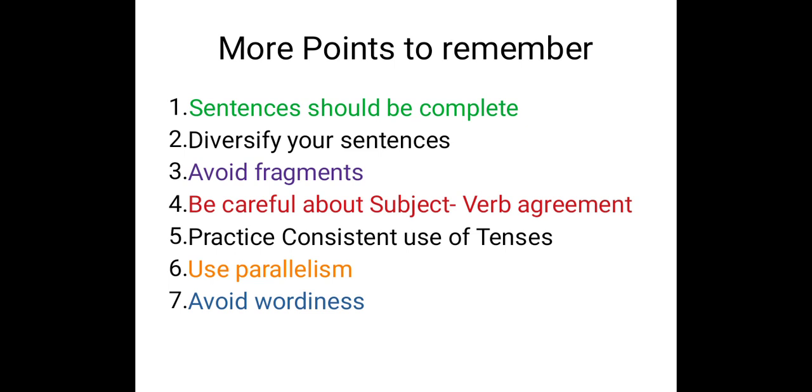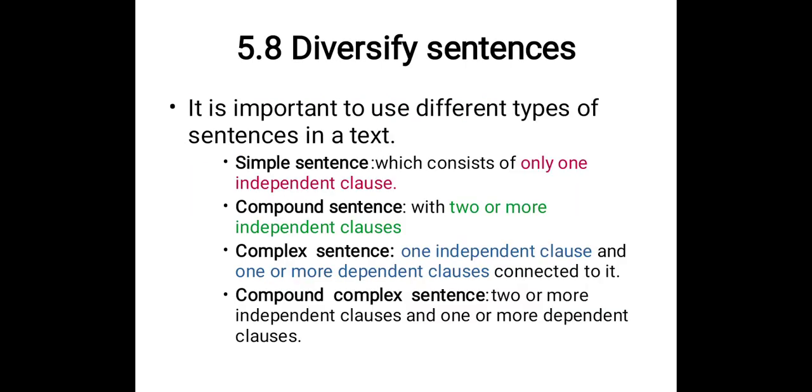We said that our sentences should be complete. Now let us discuss the second point, how to diversify the sentences in your academic writing. We'll be also discussing in this video how to avoid fragments and how to be careful about subject-verb agreement. Let us start.